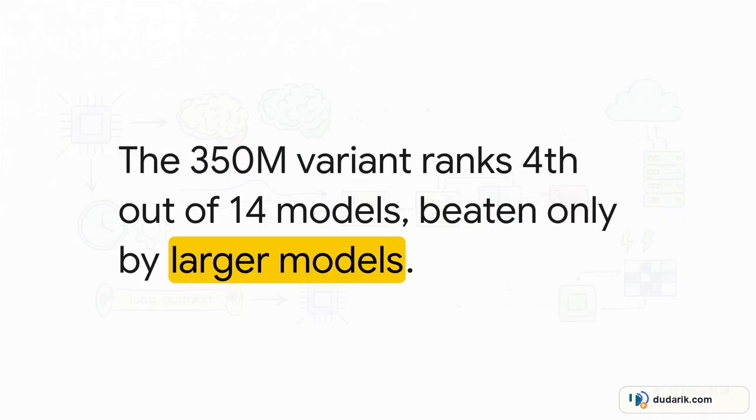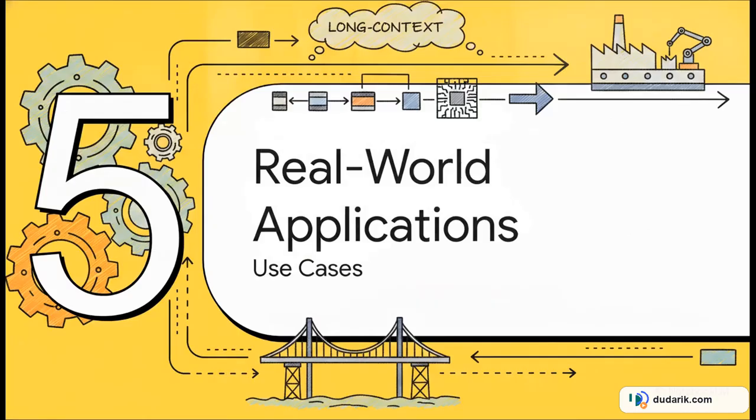Of course, speed means nothing if the accuracy is garbage, right? But the benchmark results are actually wild. Across 17 different GLUE, SuperGLUE, and multilingual tasks, the 350M variant punches way, way above its weight class. It actually ranks 4th out of 14 models, and the only ones beating it are up to 10 times its size. And the smaller 230M version, it's beating out nearly every EuroBERT model on the list, despite being a fraction of their size. Let's transition to Section 5, Real-World Applications, and explore some actual use cases.